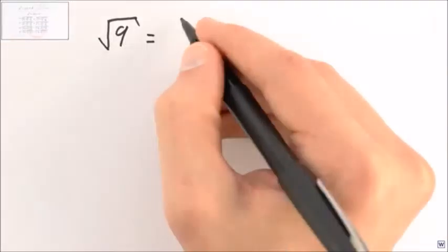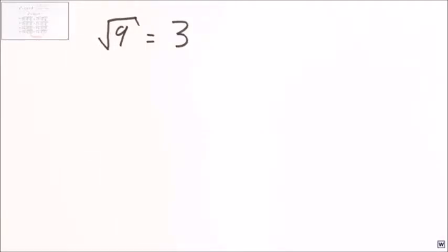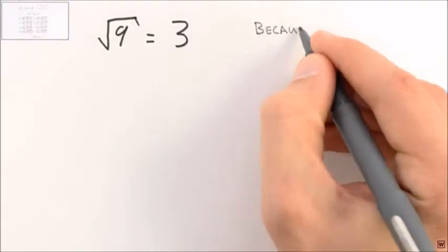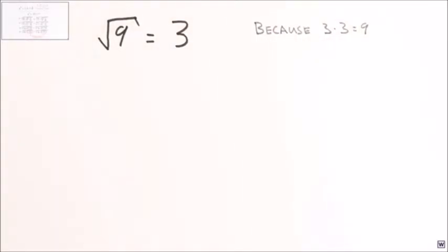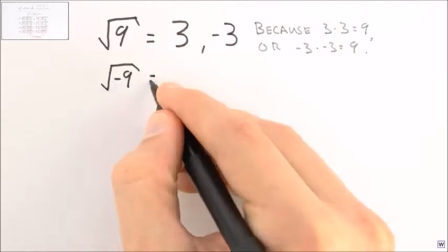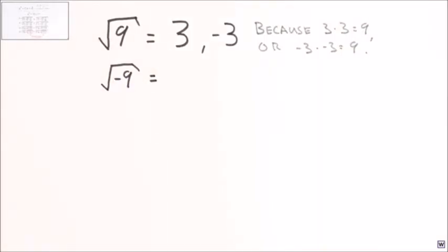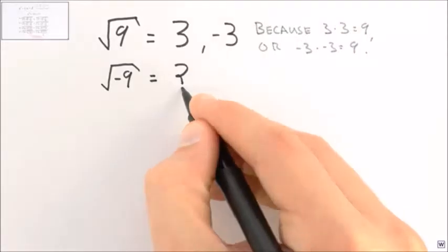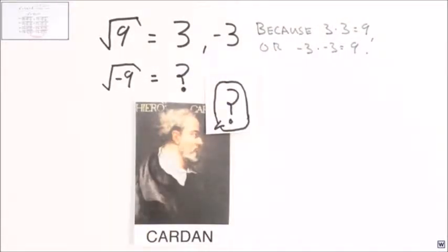Square roots ask us to find a number that, when multiplied by itself, yields the number inside the root sign. The square root of 9 is 3 because 3 times 3 is 9. Importantly, the square root of 9 is also negative 3, because negative 3 times negative 3 is also positive 9. But what about the roots of negative numbers? What is the square root of negative 9? Positive 3 won't work, and neither will negative 3, so we're stuck. Cardan was stuck too. He didn't know of any numbers that, when multiplied by themselves, resulted in a negative.